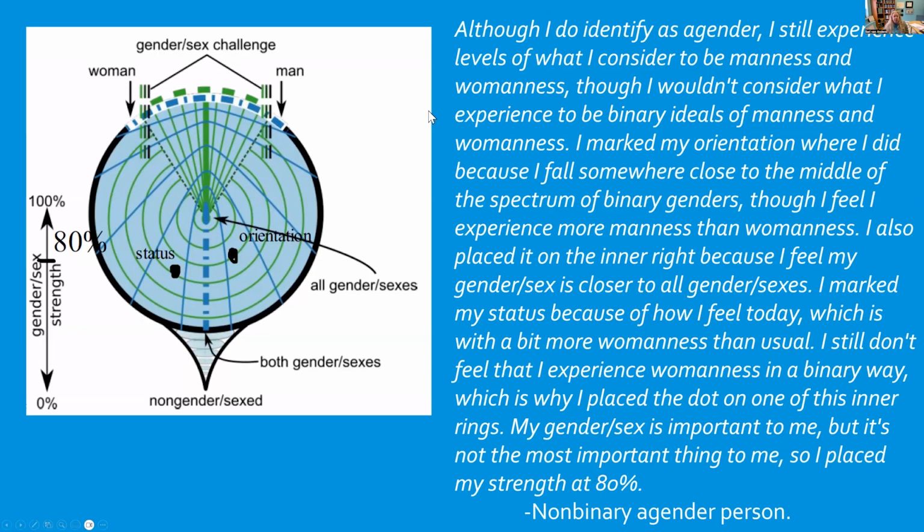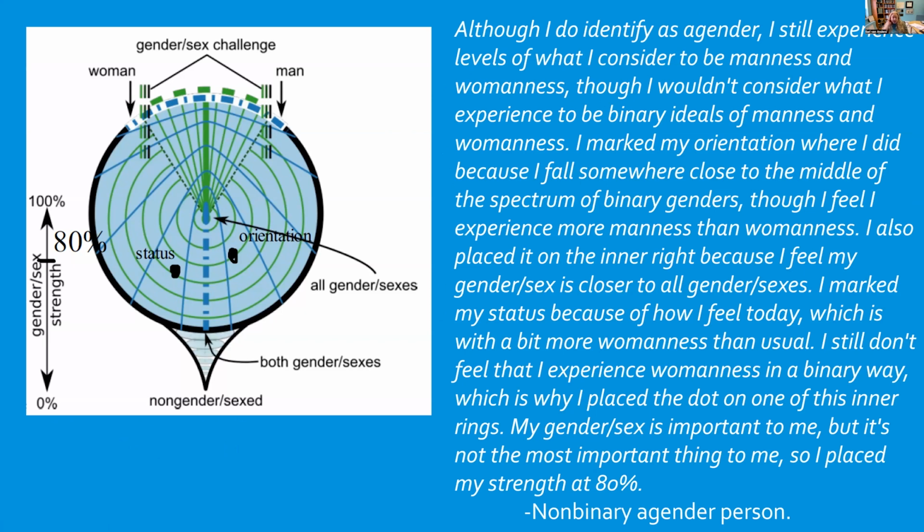And here's a non-binary agender person who has differentiating status and orientation. And remember, I said those can branch. And what they're saying is, although I do identify as agender, I still experience levels of what I consider to be manness and womanness, though I wouldn't consider what I experience to be binary ideals of manness and womanness. I mark my orientation where I did because I fall somewhere close to the middle of the spectrum of binary genders, though I feel I experience more manness than womanness.